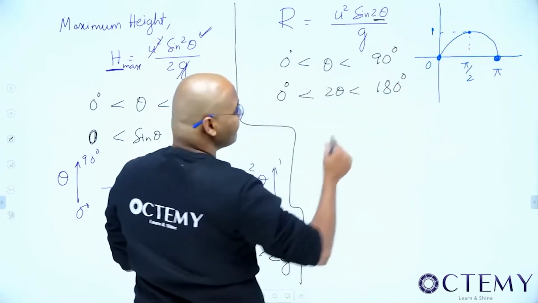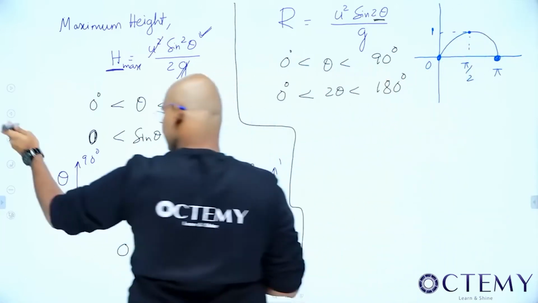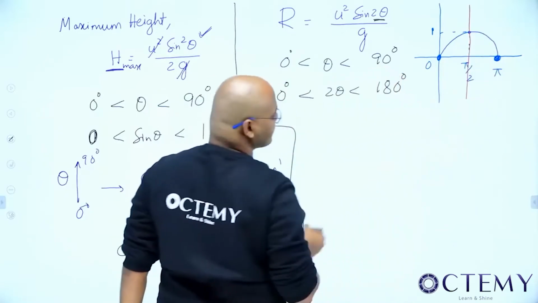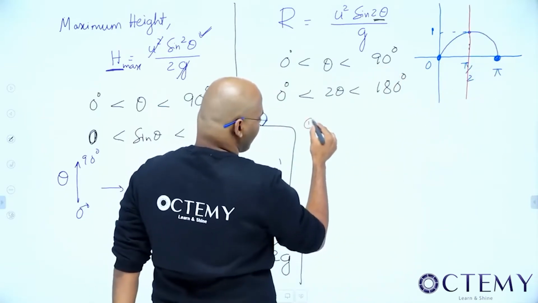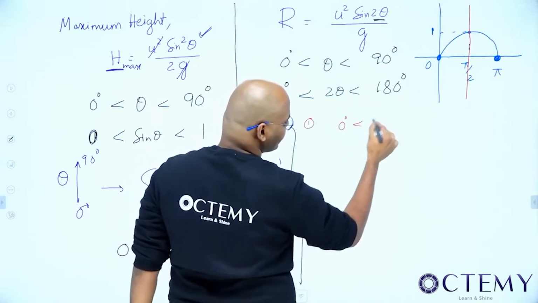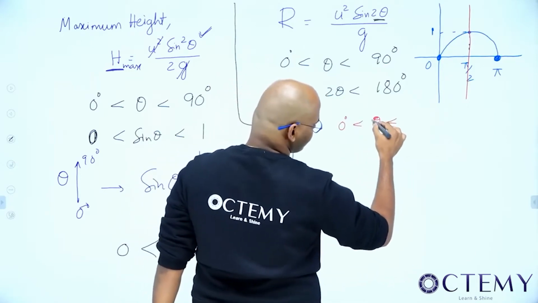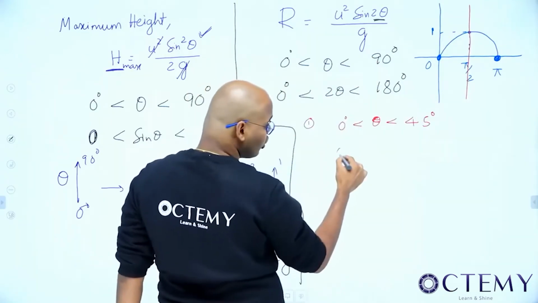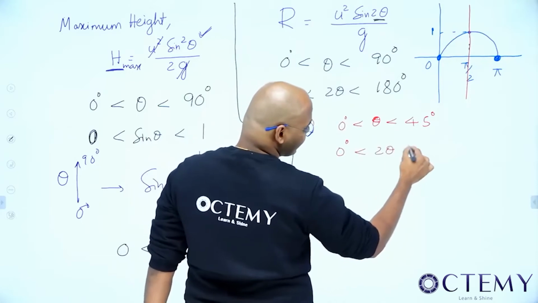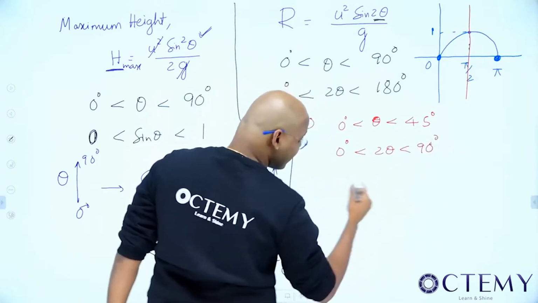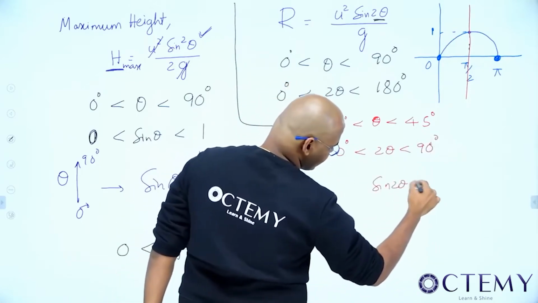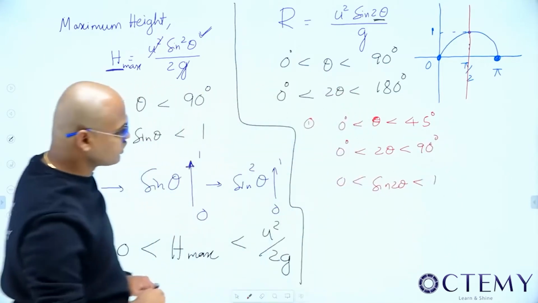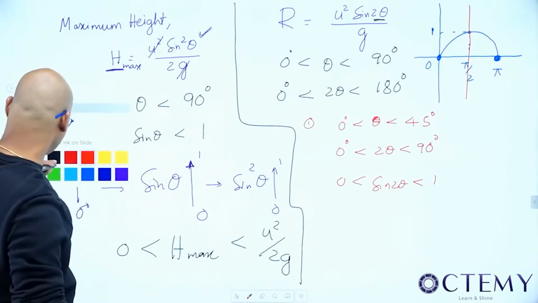That means I will divide this into 2 halves. What are the 2 halves? First half is when theta is changing from 0 to 45 degrees, exactly half. 2 theta will change from 0 to 90 degrees, and my sine 2 theta changes from 0 to 1. Now.